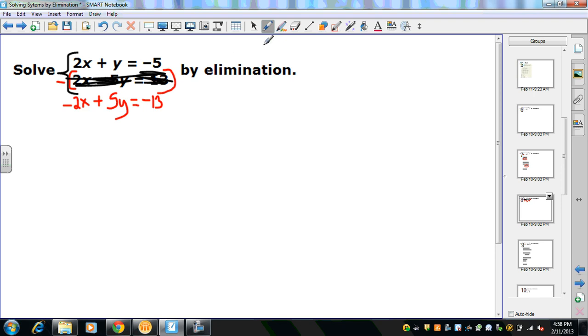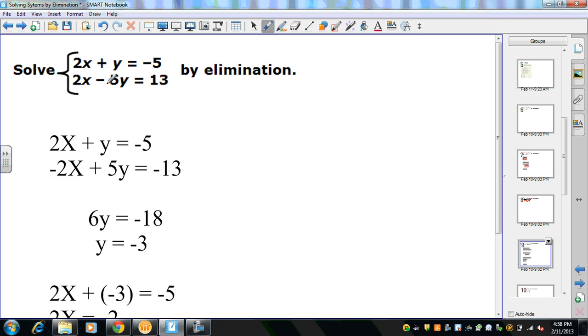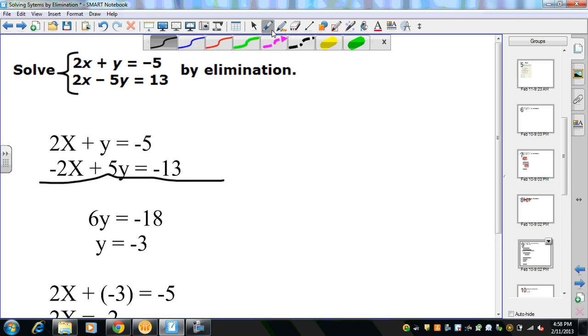Now I can cross through this one, I don't need it anymore because I've changed it. So now when I look at this problem, I have 2x and I have -2x. Now I can go through and do this elimination of the variable thing, okay? So let me show you where I've done that. I just rewrote it here. So I have my positive and my negative, and I'm going to cancel out.